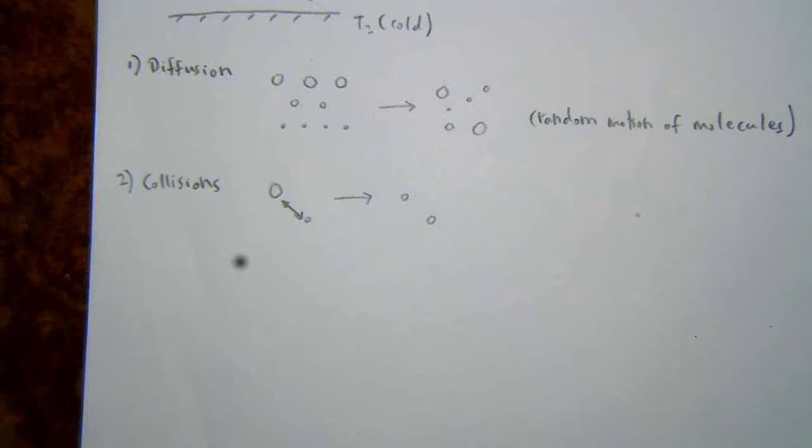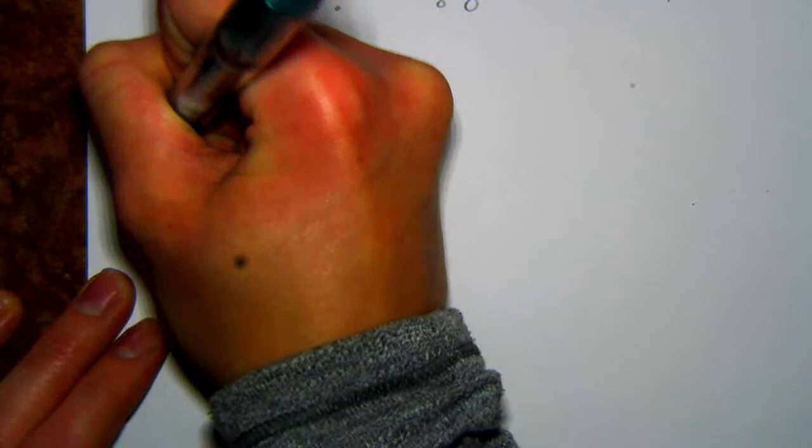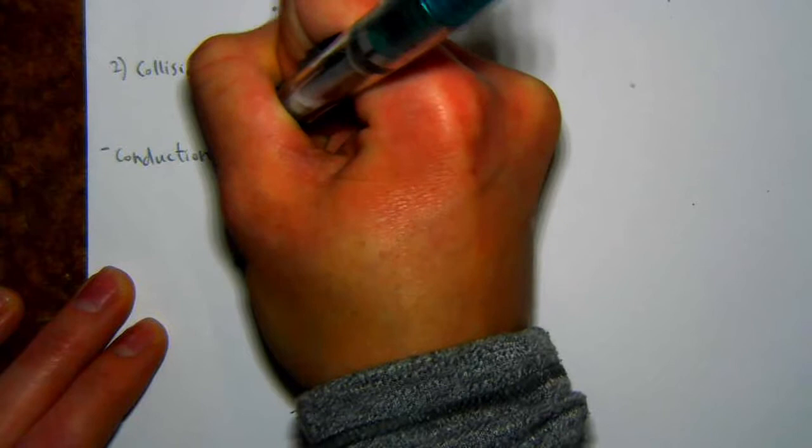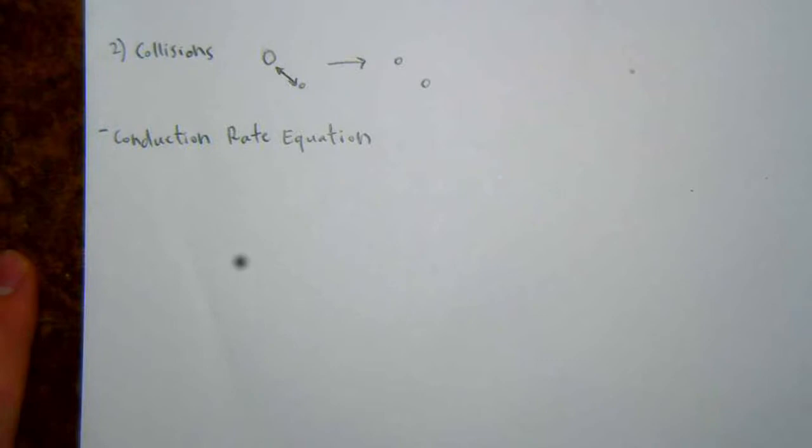All right, so we'll move on now to developing a rate equation for conduction. This class is all about figuring out how quickly heat is being transferred. So this is going to be our first rate equation. This rate equation for conduction is known as Fourier's law.